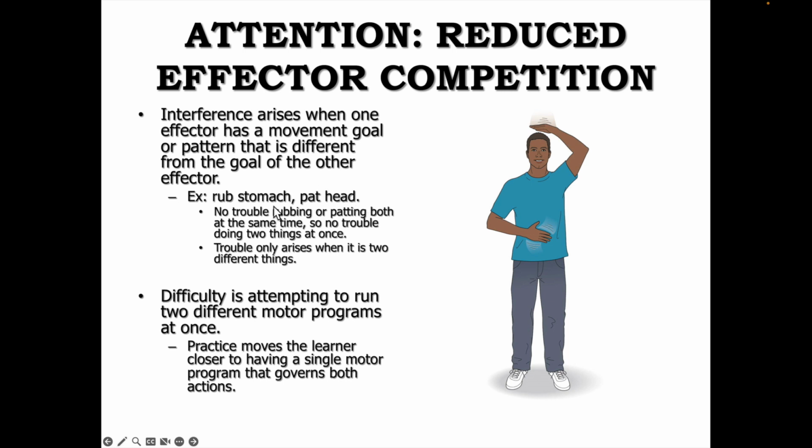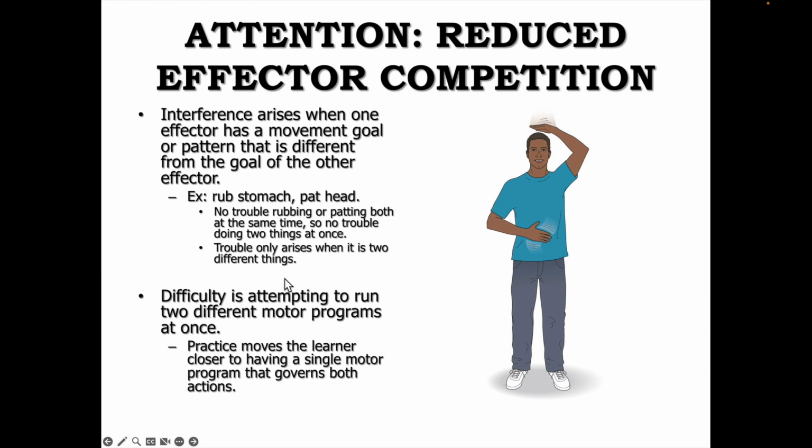So if you were asked to rub your head and your stomach at the same time, or pat your head and stomach at the same time, that's pretty simple to do. Trouble arises though if you're asked to rub your stomach while patting your head, because the skill of rubbing and the skill of patting are two different skills that interfere with each other if you're a novice. So it's very difficult for you to execute these two different motor programs, that is rubbing and patting, on different parts of your body at one time.